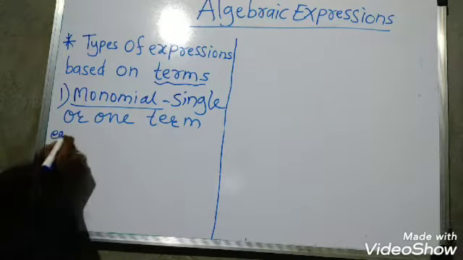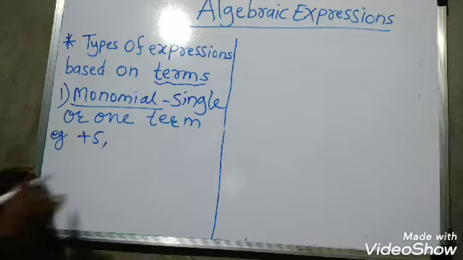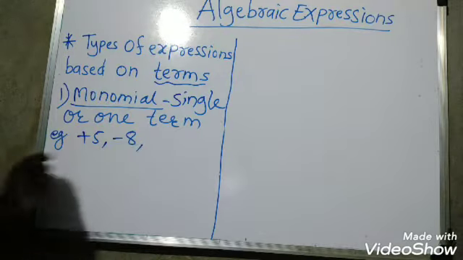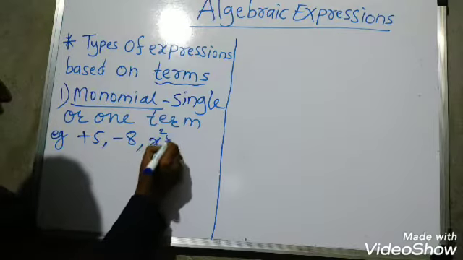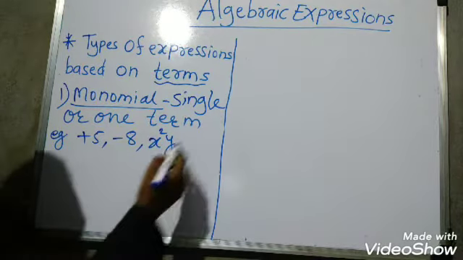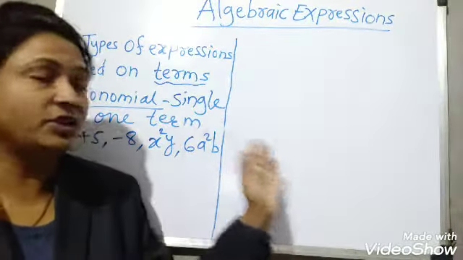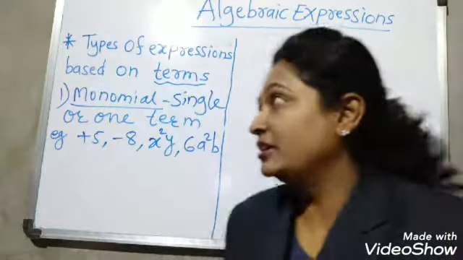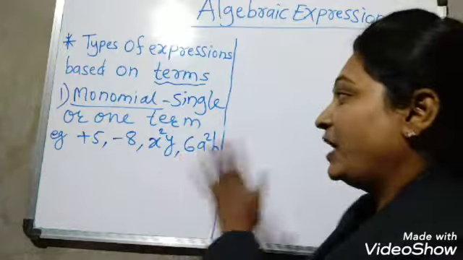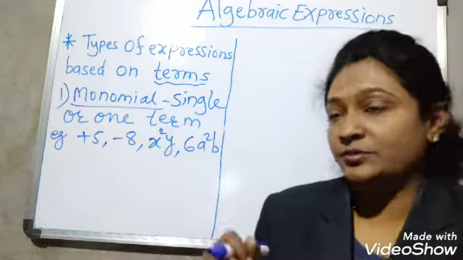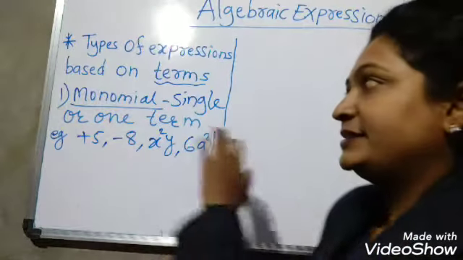Already we learned the term. Term means any number. If I take plus 5, that is also one term. If minus 8 is there, that is also a monomial. If I take x square y, this is also one term. If I take 6a square b, this is also one term. Yesterday we learned that in x square plus 5x plus 2, the x square, the 5x and the 2 are the terms. So monomial means an expression having a single term.